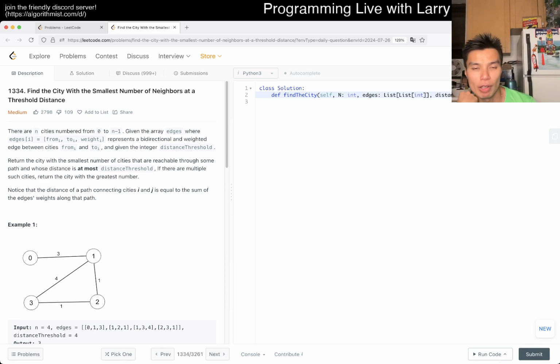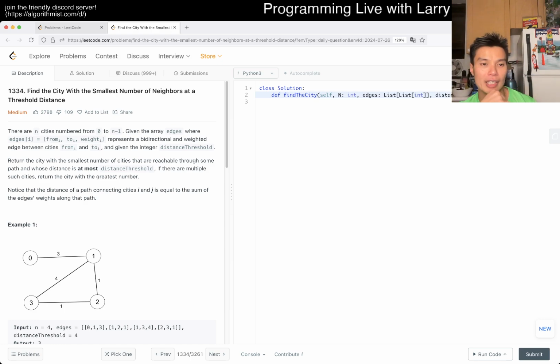My first initial thought, to be honest, is going to be Dijkstra from each node. Of course, instead of n, let's say V for the number of vertices and E for the number of edges, then it's going to be V log E-ish, right? And as a result, it's just going to be V squared log E, which can be expensive, but it also depends.